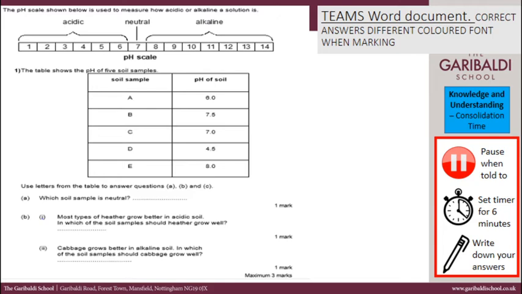After 6 minutes, you are going to press play again. Then I'm going to tell you all the answers. You are going to correct the answers using a different colored font, just so I can see which ones you've done really well on and which ones you need to improve on. So I would like you to press pause for 6 minutes and have a go at this first task.